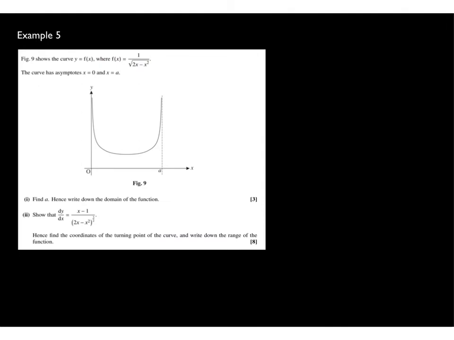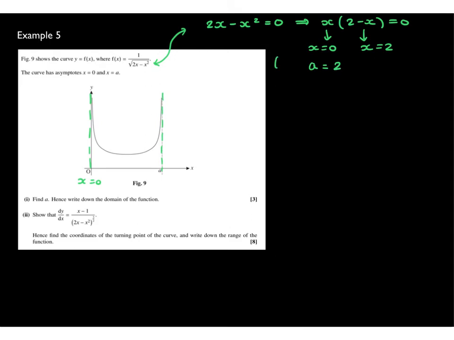So we have a sketch of a curve which has asymptotes at x equals 0 and x equals a, and we've got to find the value of a. Now, these vertical asymptotes arise when the function ends up with a 0 in the denominator. So what happens if 2x minus x squared equals 0? We get problems. So factorising this, x bracket 2 minus x equals 0. Now that gives us x equals 0, which we know is an asymptote here. And we also get x equals 2, which must be the vertical asymptote over here. So a has got to equal 2 for part 1.